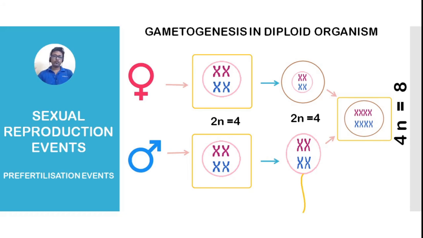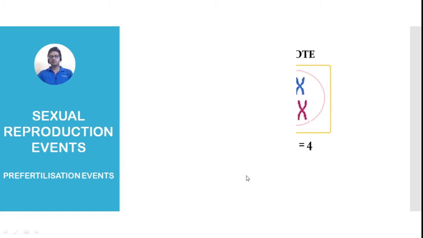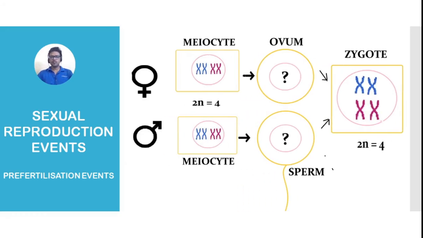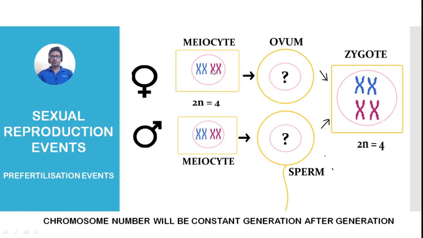So now we have to find the mistake that we have made here. Okay, now let's see the slide again. As we know, in case of diploid organism, chromosome number remains constant generation after generation. So if the myocytes, the female and male myocyte, contain 4 chromosomes, then the zygote will also contain 4 chromosomes, and we can't change anything on this side or on this side. So there is only one place left. This is the gamete, and we can change the chromosome number in the ovum or sperm. Okay, now let's see.